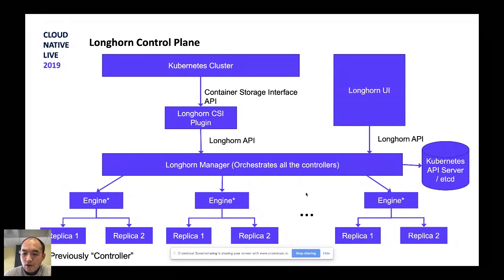We also have the Longhorn UI talk to the Longhorn manager using the Longhorn API to perform some operations that Kubernetes cannot do, like taking snapshots and backups, setting up the node, doing some configuration, and scheduling the backup and the snapshot for a certain period of time.